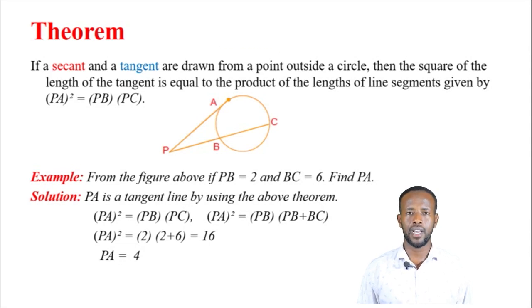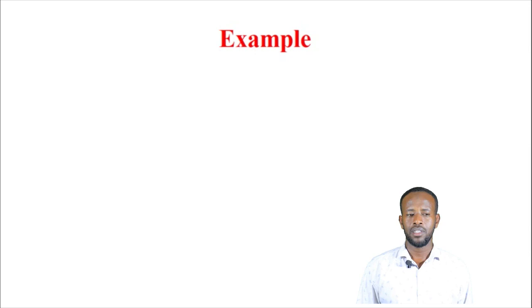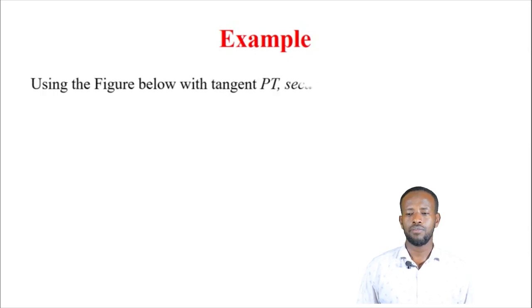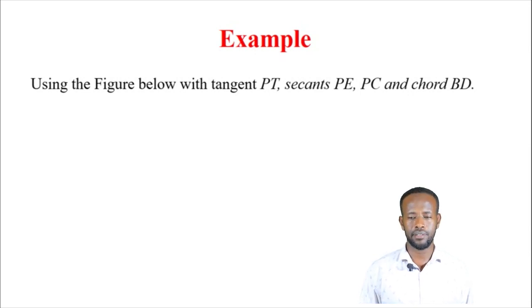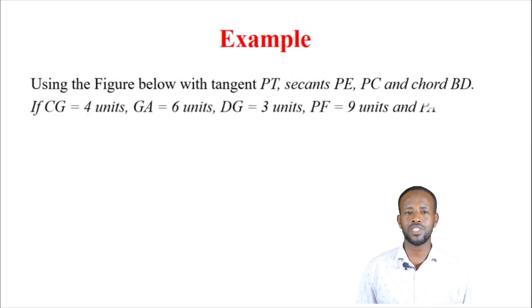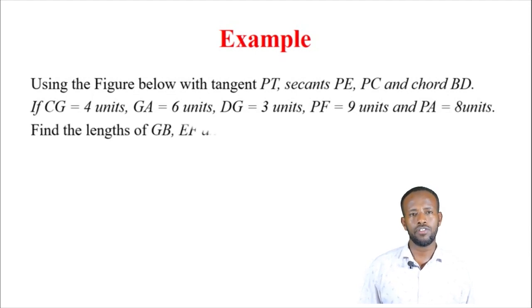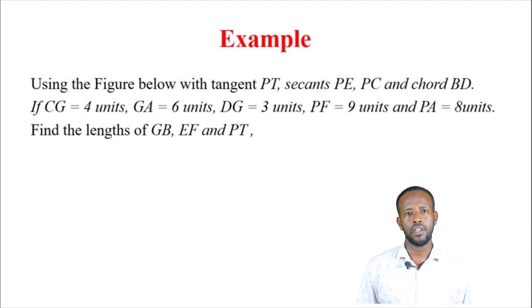Now, let us see another example. Using the figure below, tangent BT, secant PE, PC, and the chord is PD. If CG is equal to 4 units, GA is equal to 6 units, DG is equal to 3 units, BF is equal to 9 units, and BA is equal to 8 units. Find the length of GP, EF, PT. Can you find them by looking at the figure?